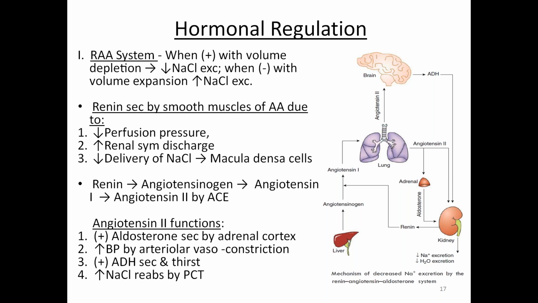Your renin is secreted by smooth muscles of afferent arterioles of the kidney, right? We know that. And what are the stimuli for renin secretion? One is your reduced perfusion pressure, other is your increased renal sympathetic discharge, and third is your decreased delivery of sodium chloride, which is sensed by macula densa cells. I remember we have talked about this in a few diagrams also.